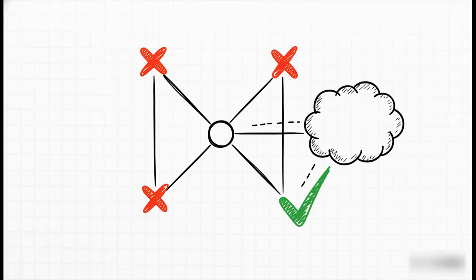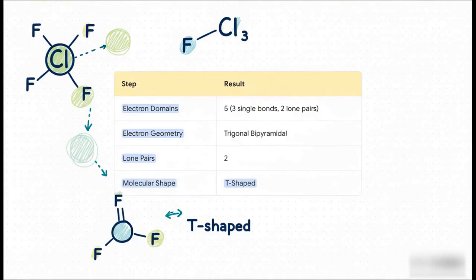Why? Because it gives it more room and minimizes repulsion. This is key. So let's use that rule on chlorine trifluoride. The central chlorine has 3 single bonds and 2 lone pairs. That's 5 domains again. So the electron geometry is, you guessed it, trigonal bipyramidal. And following our rule, both of those space-hogging lone pairs are going to take up 2 of the 3 equatorial spots. So when we make them invisible, what are we left with? The 3 fluorine atoms form a perfect T-shape.